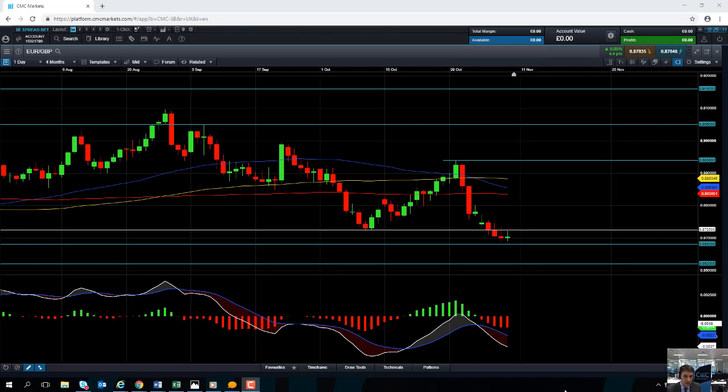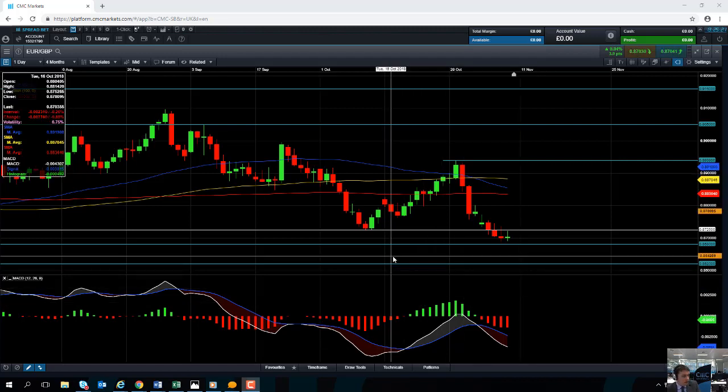Today's date is Friday the 9th of November 2018, and the time has just gone 20 past 1 PM, or 13:20 GMT. This week's Chart of the Week is the Euro Sterling.